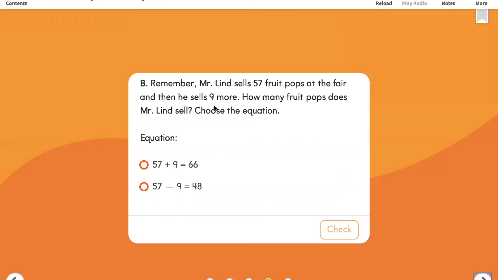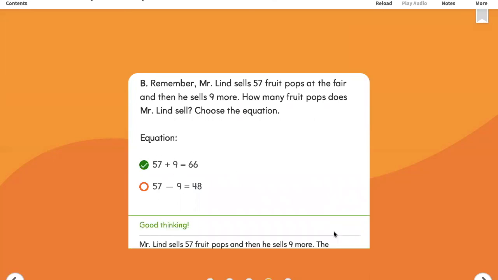Letter B. Remember, Mr. Lind sells 57 fruit pops at the fair and then he sells 9 more. How many fruit pops does Mr. Lind sell? Choose the equation. We started at 57 and we added 9 to give us 66.